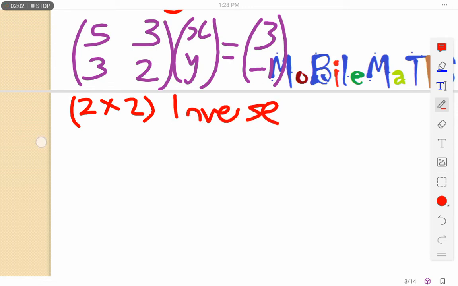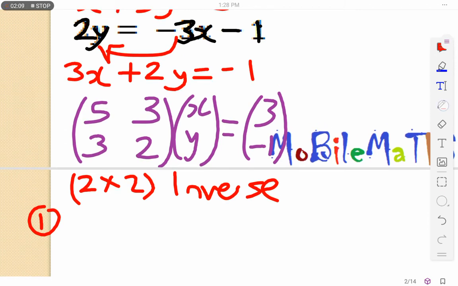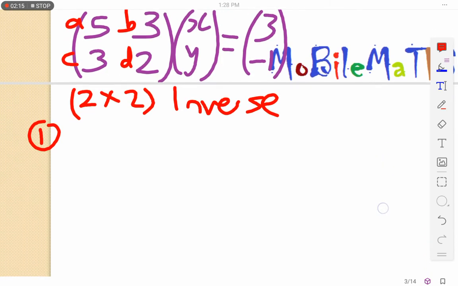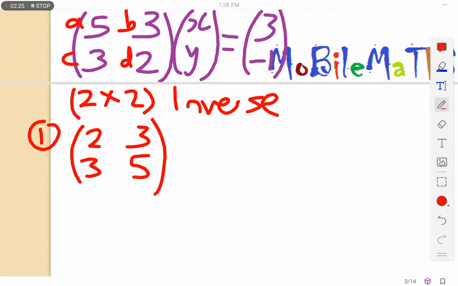The first thing we do is take 5 as our A; this will be our A, B, C, and D. Taking 5 as our A, we interchange A and D. So we have 2, 5, and 3, 3 there. The second thing is we multiply B and C by minus. So we have 2, minus 3, minus 3, 5 there.